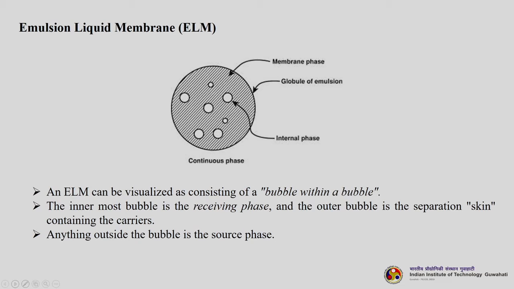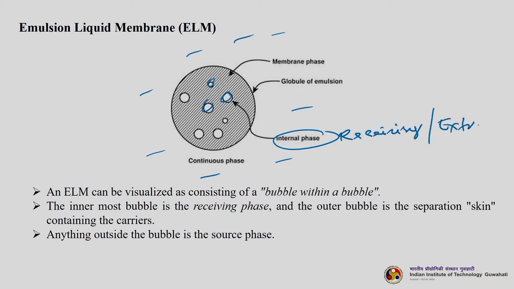This is just a schematic representation to try to understand. Let us try to understand what this is. Here, whatever is outside the emulsions is the continuous phase. The hatched portion you are seeing is the membrane phase, and the small bubbles you are seeing are all the internal phase, or we can call it the receiving phase, or the extract phase. Now, you are understanding. So, this is your continuous phase or feed phase.